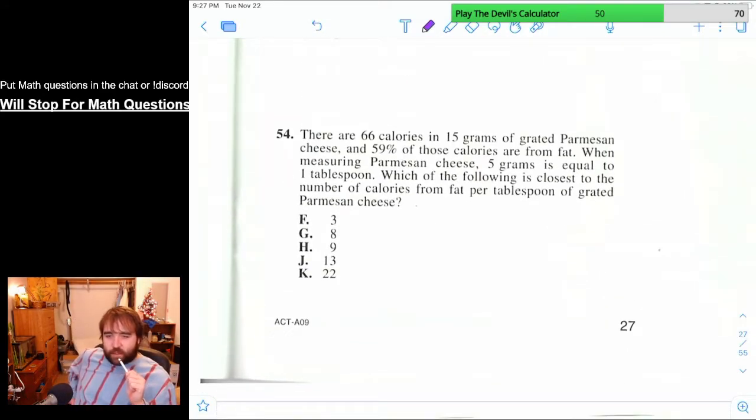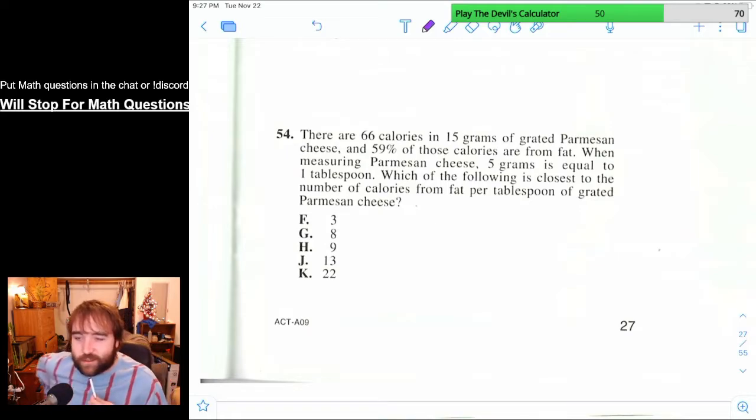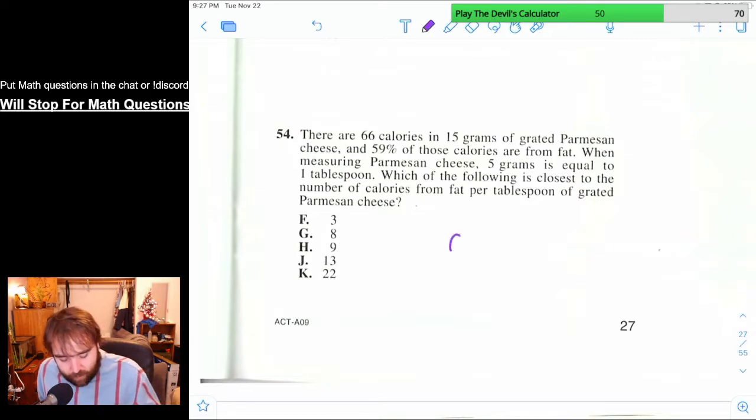All right, 54. There are 66 calories and 15 grams of grated Parmesan cheese, and 59% of those calories are from fat. When measuring Parmesan cheese, 5 grams is equal to 1 tablespoon. Which of the following is closest to the number of calories from fat per tablespoon of Parmesan cheese? So what do we want? I would just look at the units of what we want and try to build those units. So I'll say calories from fat per tablespoon.